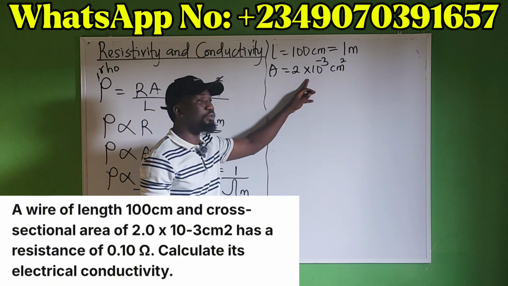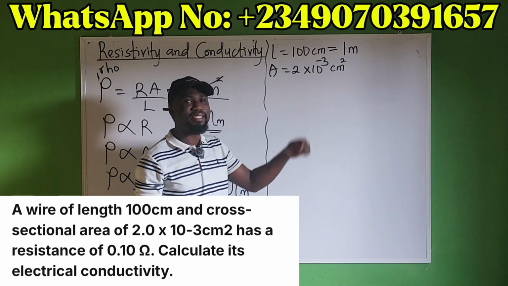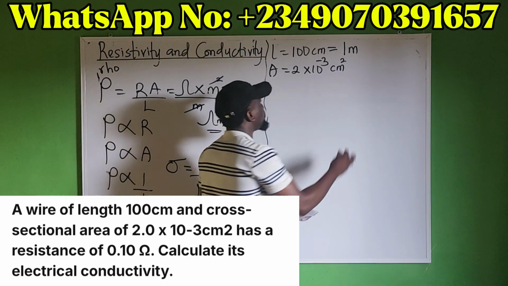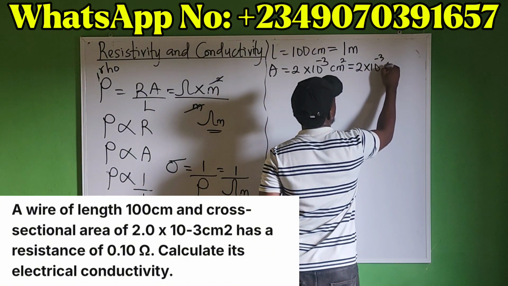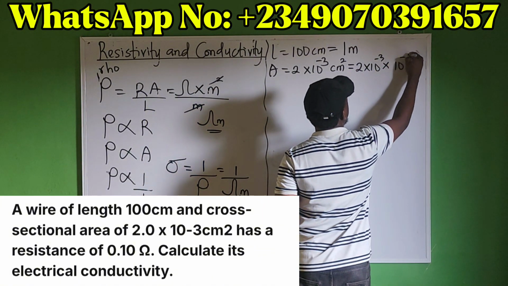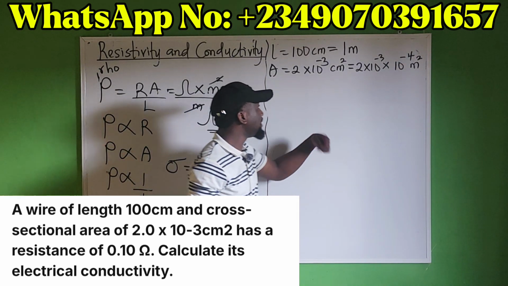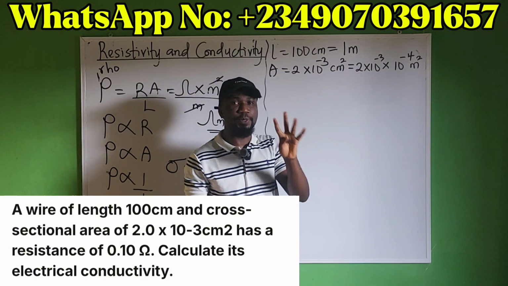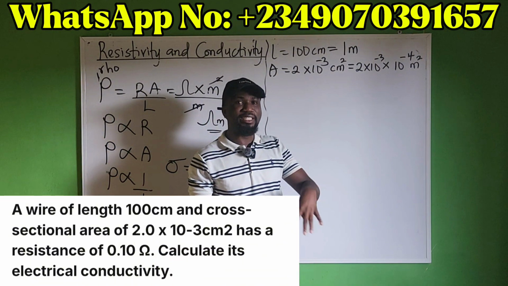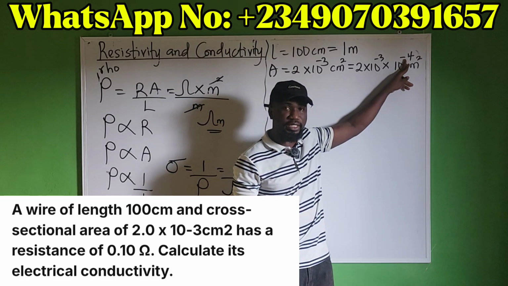And cross-sectional area to be 2 times 10 raised to power negative 3 centimeter squared. So also change this to meter squared. And that will be divided by 10,000. So this is 2 times 10 raised to power negative 3 times 10 raised to power negative 4 meters squared. Do you understand? I explained the reason why it's going to be 10 raised to power minus 4: in 10,000 we have 4 zeros. So since we are dividing, put a negative value for the index.